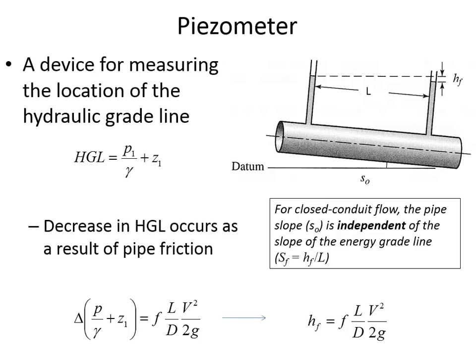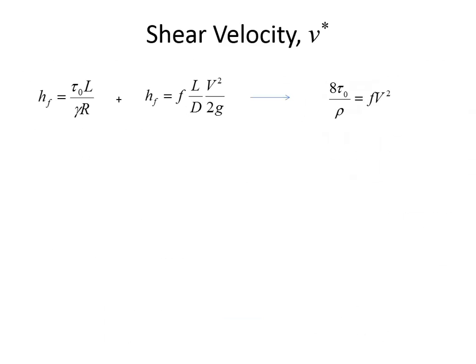And so just to illustrate what I mean, if we put in a piezometer downstream, then the water level isn't going to be as high downstream because energy was lost due to pipe friction. And so here's the HGL, and here's the S sub F. It's the slope of the hydraulic grade line, whereas in this case, if it's a horizontal pipe, you can have any pipe slope you want, and it'll be independent of the slope of the energy grade line. That's not true for an open channel, though.